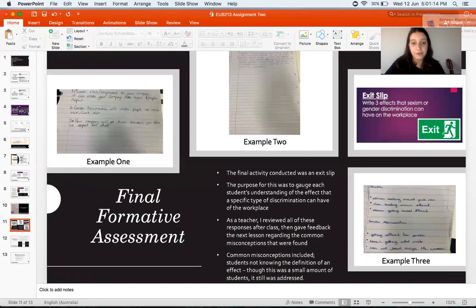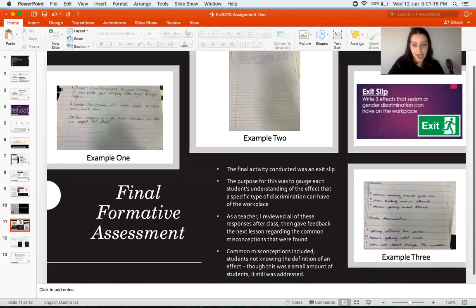As a teacher, I reviewed all of these responses after class, then gave them feedback the next lesson. Common misconceptions included students not knowing the definition of an effect, which was quite clear, and I could quite easily turn that around next lesson, which was a good thing. This was a small amount of students. It was still addressed the next lesson.